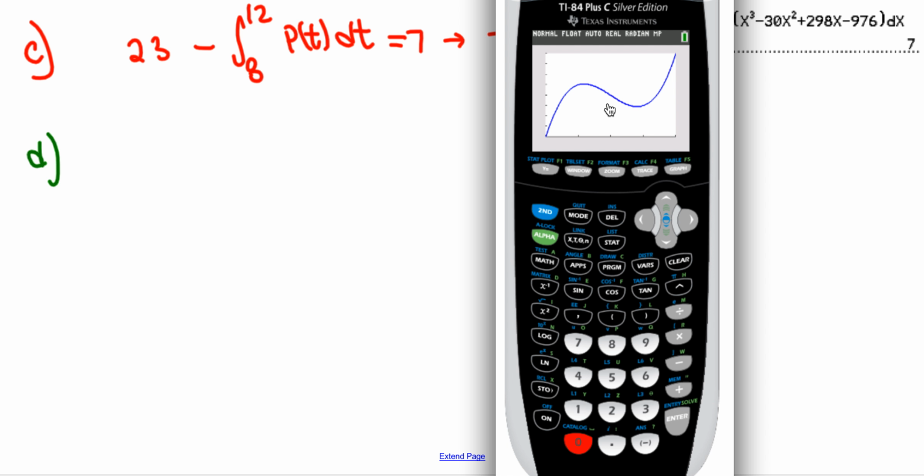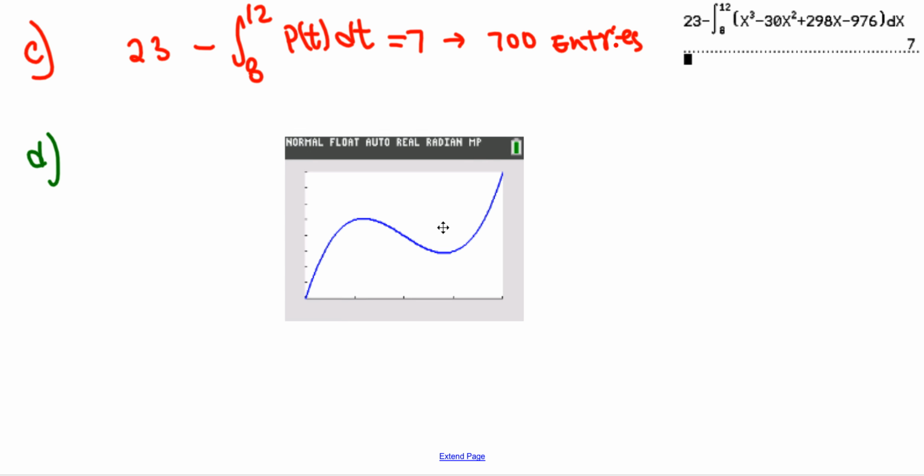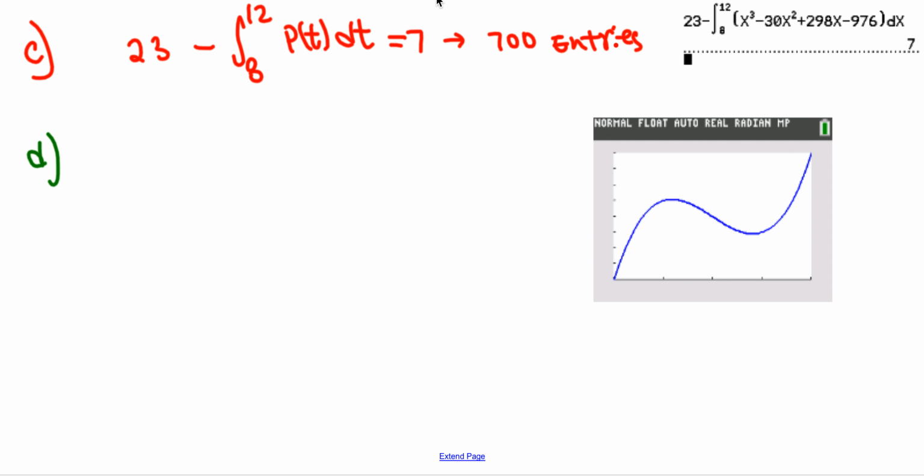Now, then we can see that the rate is highest at the end. Not here, this is the local maximum, but this will be the highest. So I just have to find out what that value is.